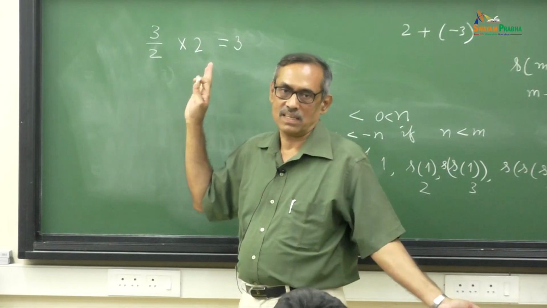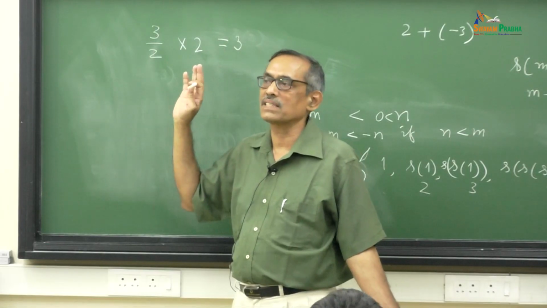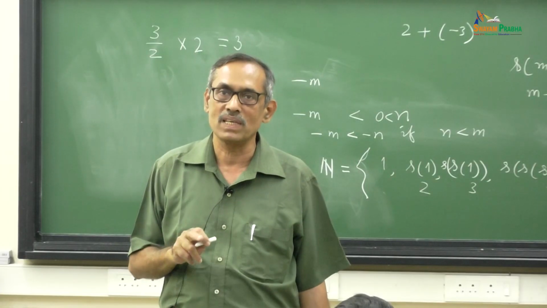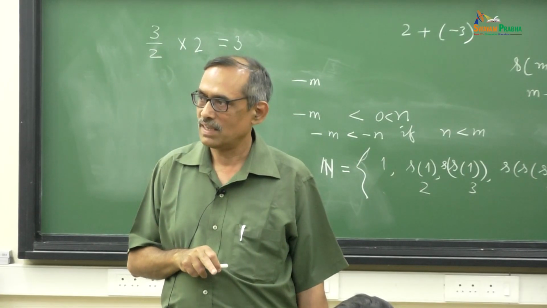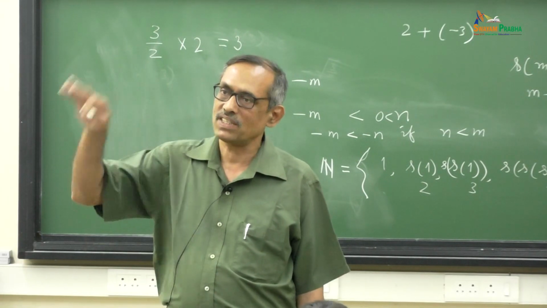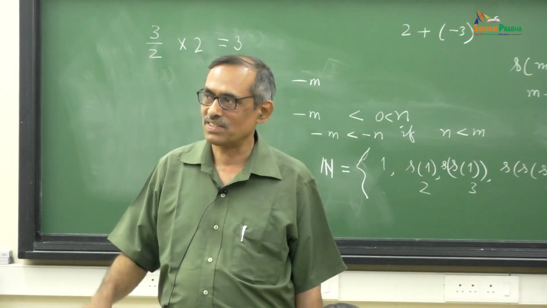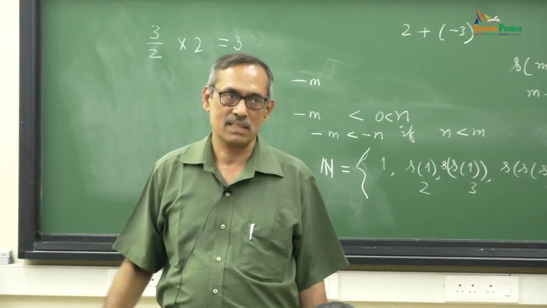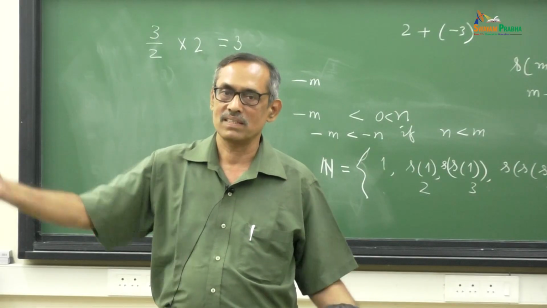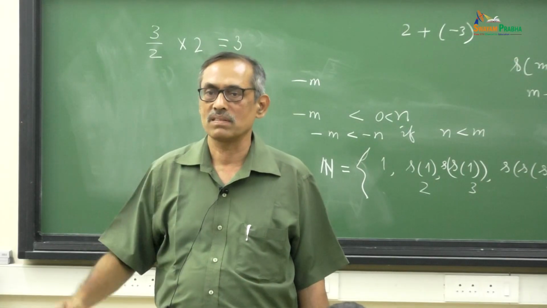It may not be an integer. We don't know. So we are assuming something extra, because we know there is no integer which, multiplied by 2, will give 3. Agreed? So our assumption is that something else exists. It is not an integer, but it exists. So it exists in a bigger set. We are really making the set bigger now, from Z to something else. But what are those things?